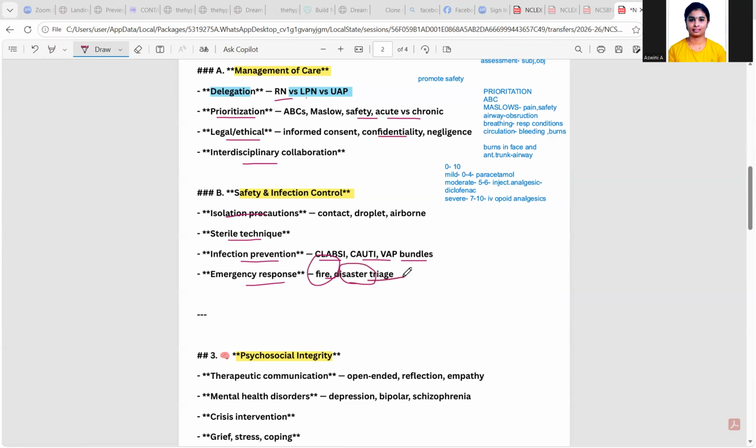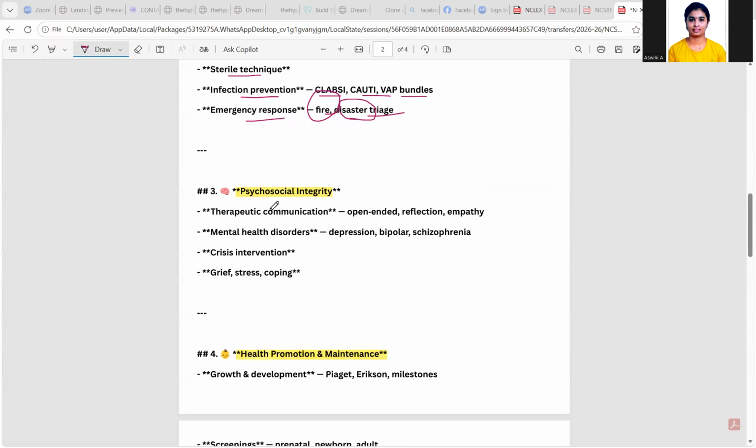Triage means we are segregating the patients. If it is a disaster, we need to segregate the clients: which client needs immediate attention, and which client's treatment can be delayed, like that. Next one is the psychosocial.